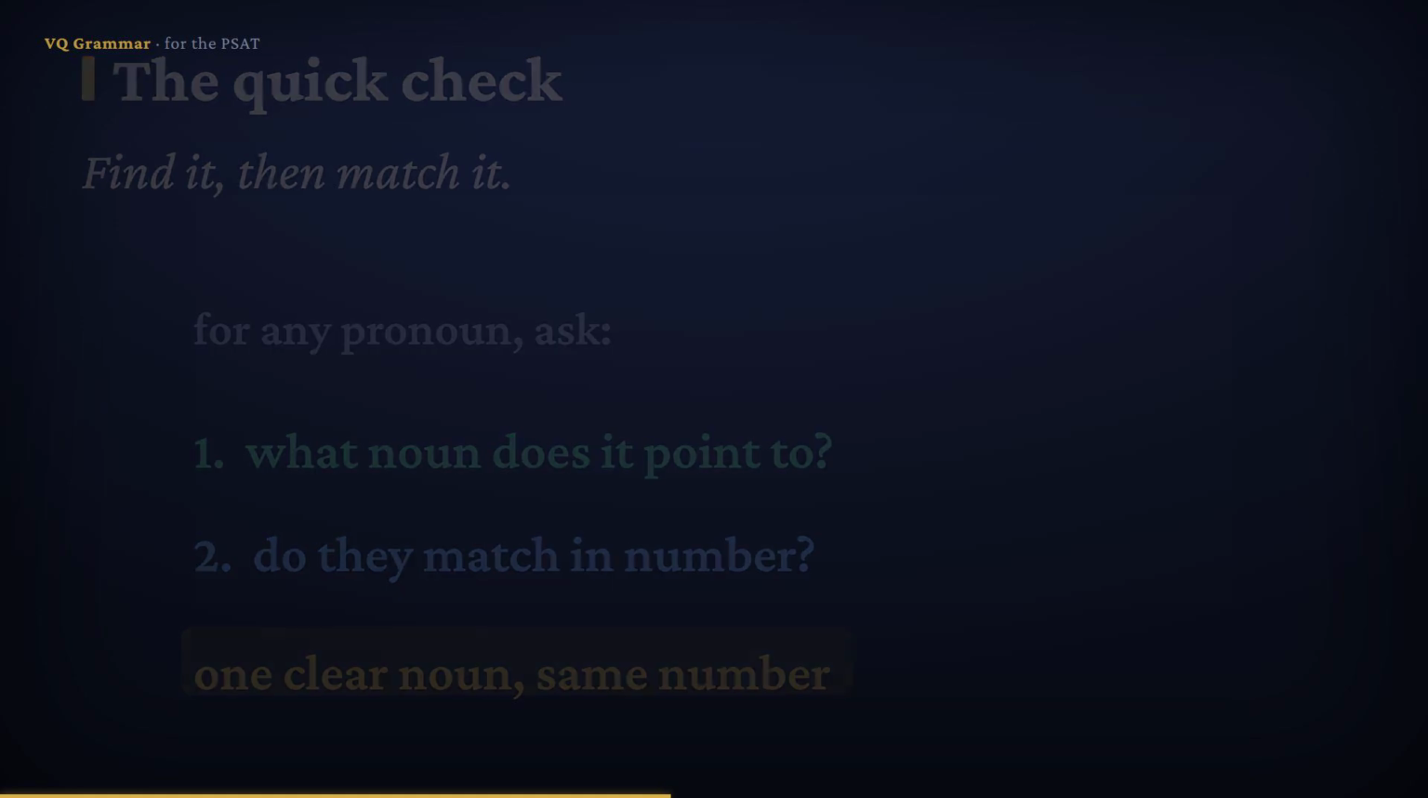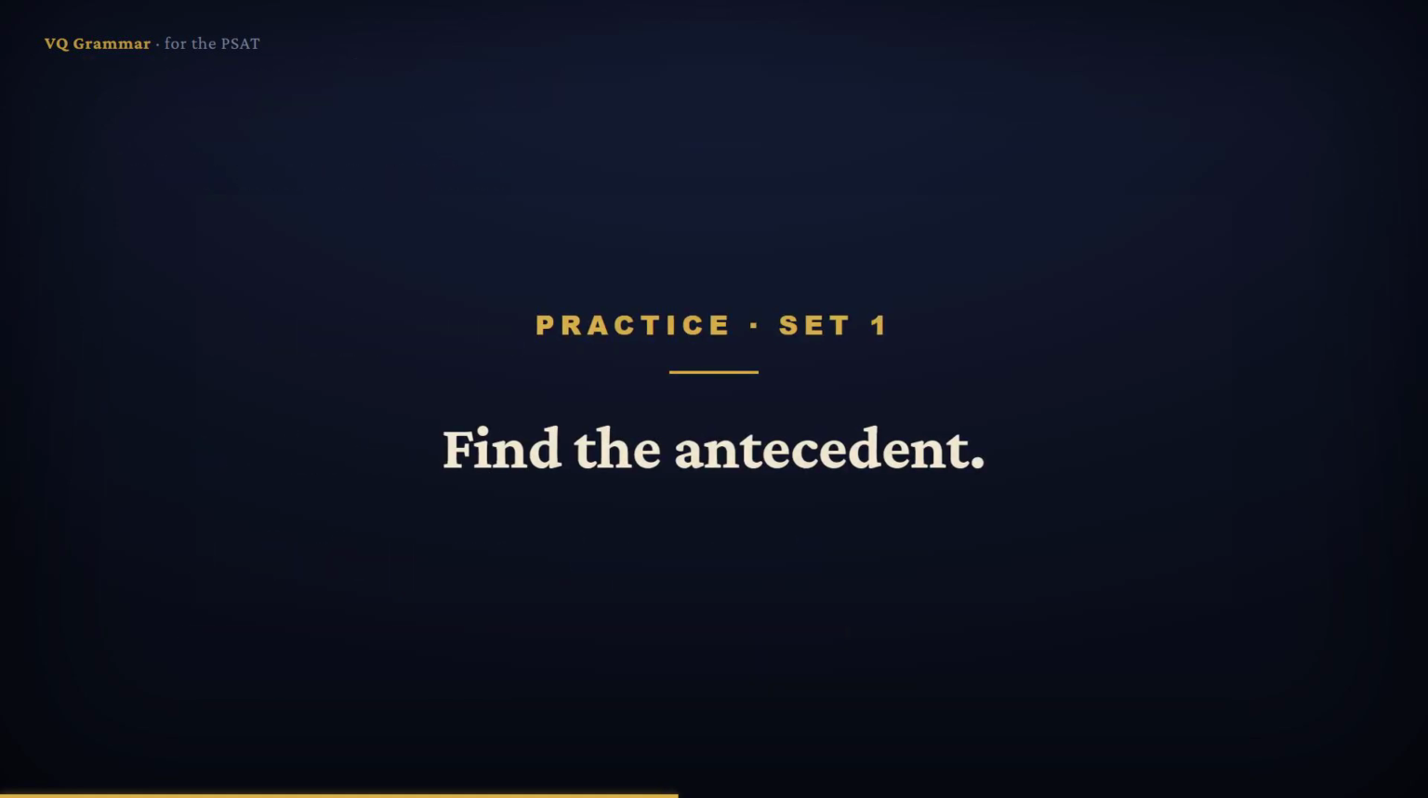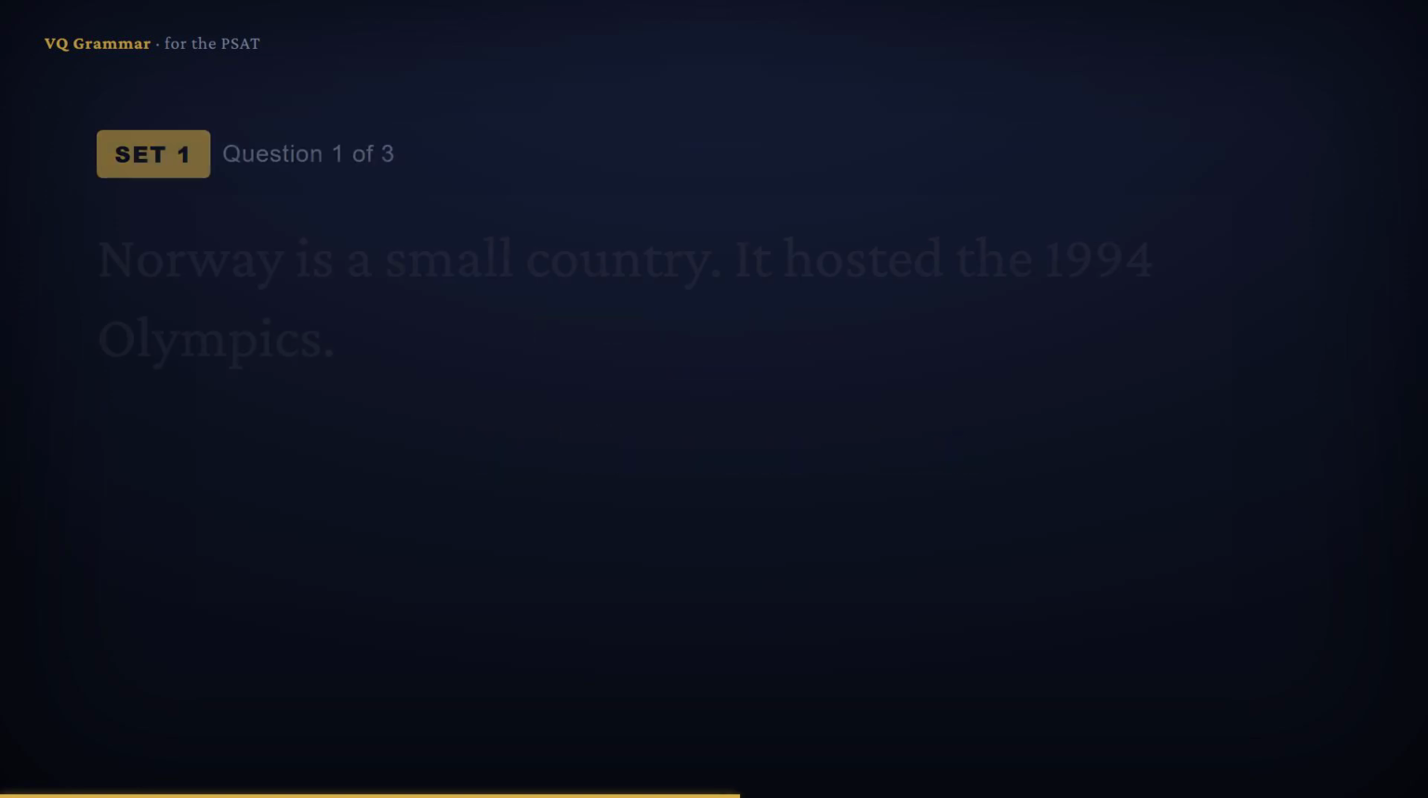Let's try a few. In this first set, I'll show you a pronoun in bold, and your job is to find its antecedent, the noun it points back to. Read the sentence, ask who or what the pronoun means, and pick that noun. Pause and try each one before I answer.